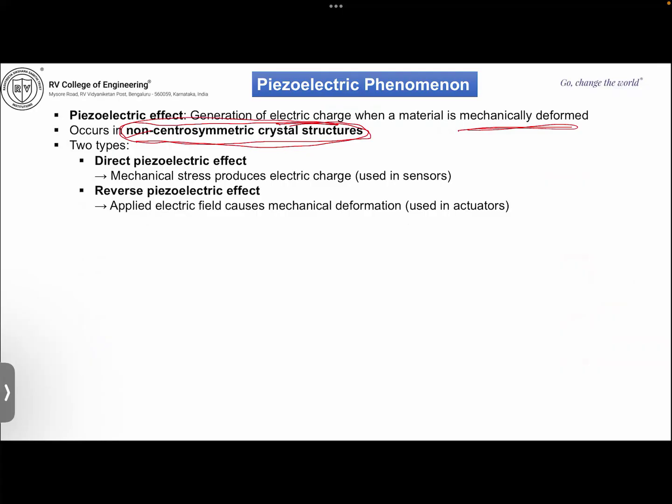So actually, there are two types of piezoelectric effect. Direct piezoelectric effect, where the mechanical stress directly produces the electrical charge. It's used in sensors. The other one is this phenomenon used in the opposite way, that is called the reverse piezoelectric effect. It means that we apply the electric field and it causes the mechanical deformation. It's exactly reversing the phenomenon. That is called actuators. Sensor means the mechanical stress is being converted to electrical energy. Actuators means by applying the electric field, we cause the mechanical deformation.